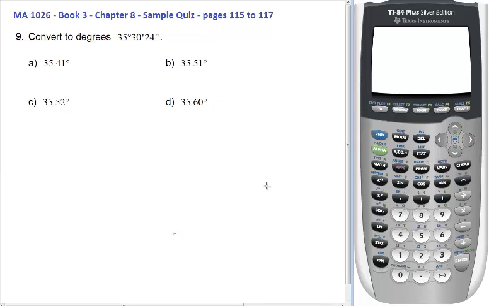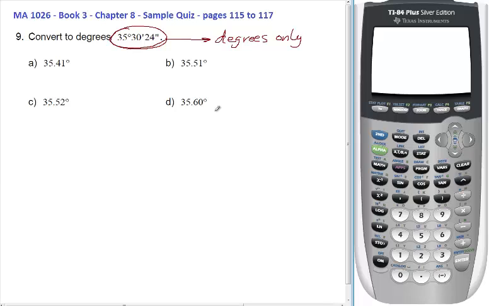Alright students, today we're going to look at the solution to number 9 multiple choice, part of your chapter 8 sample quiz. This is in book 3 at 1026, so at the end of your book there, okay? It's asking us to convert to degrees. It's giving us degree-minute-second format, and is asking us to convert that just to degrees only, or what some people refer to as a decimal degree.